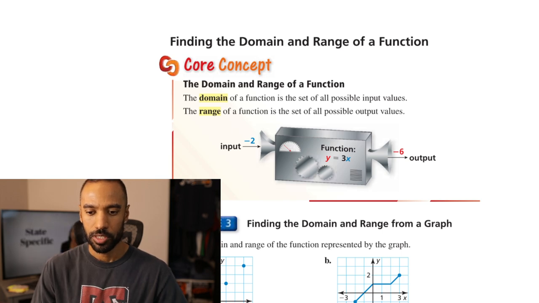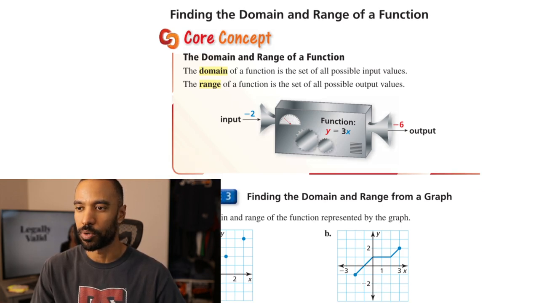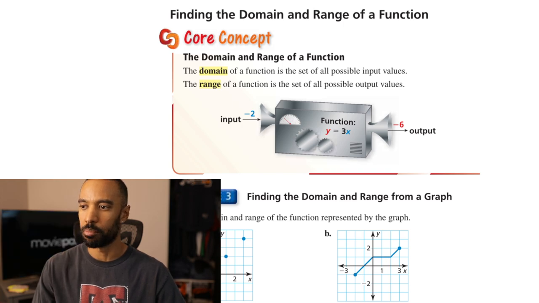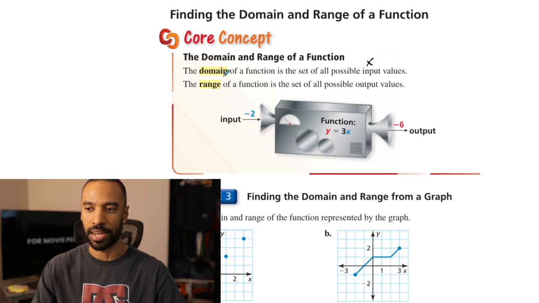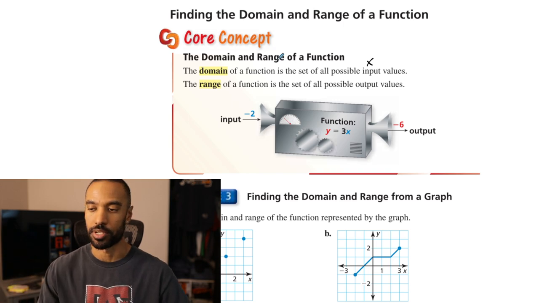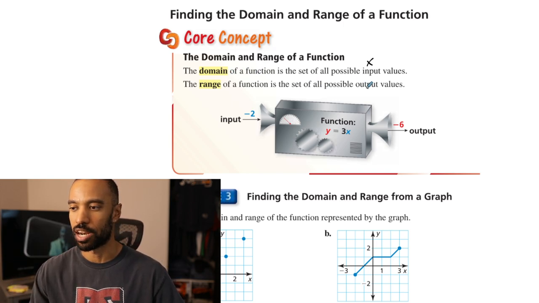Okay. It's gonna be one of the longer lectures, probably, given what we're talking about. Finding the domain and range of a function. The domain of a function is the set of all possible input values. When you hear input, you think x. Therefore, domain is x, sort of. Right? That's how we talk about it. The range of a function is the set of all possible output values. You're thinking of y right there.